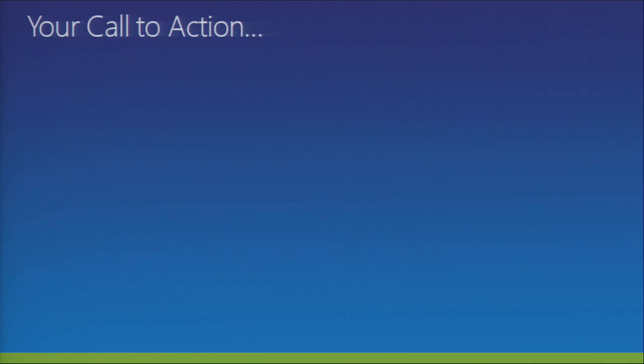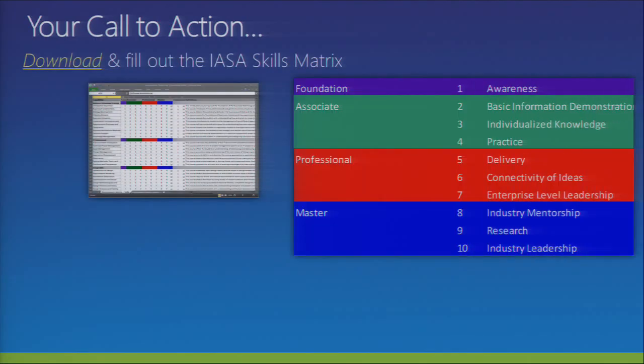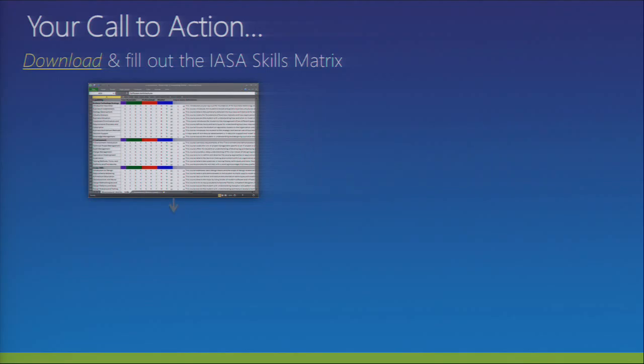So now let's just finish your call to action. I want you to download the skills matrix and fill it out. It's basically you rate yourself a 1 to 10, okay? I want you to fill it out. I want you to look at that, and I want you to ask yourself, do I need to improve? Be realistic. Do I really, really need to improve? Or, you know, I can improve in anything, but I'm pretty much there.